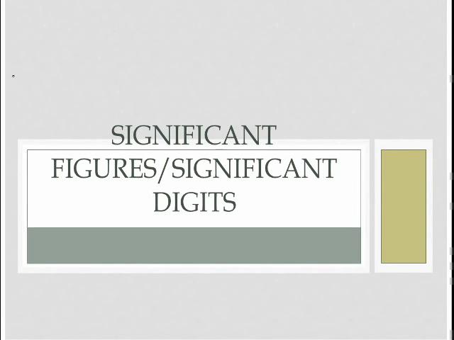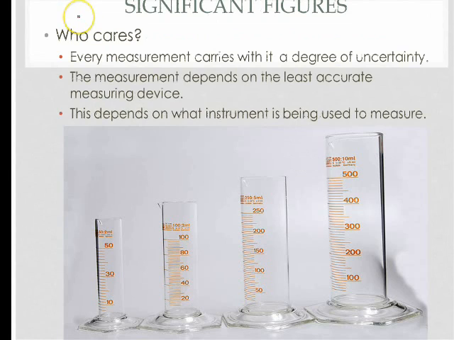Topics we're talking about now is significant figures or significant digits. Significant figures, who cares? What's very important, we get measurements as close as we possibly can in many different sciences, such as engineering and chemistry. It could be the difference between life and death. Knowing that a measurement has a degree of uncertainty, we have to be as precise as we can.